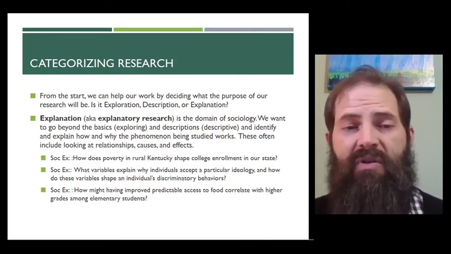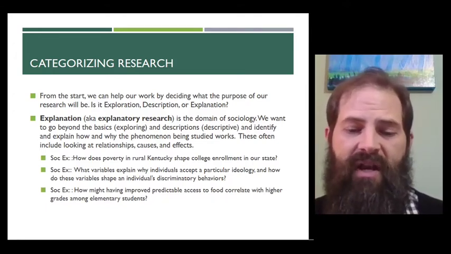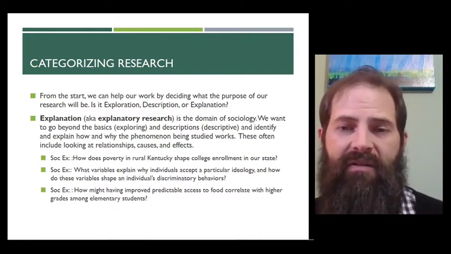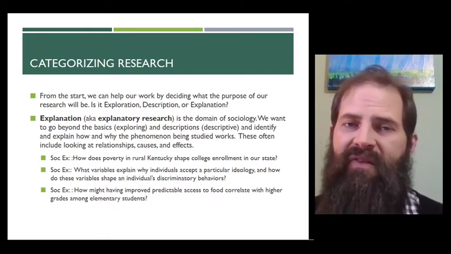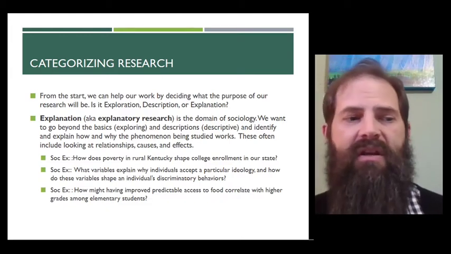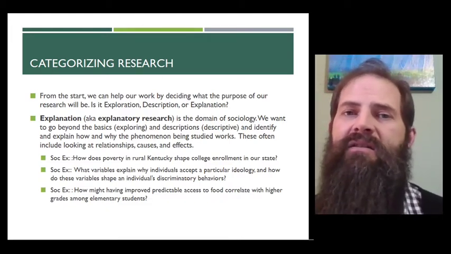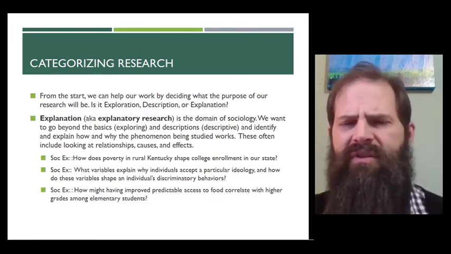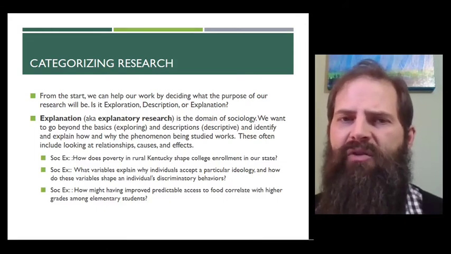So this is a good example of explanatory relationships, how one thing explains another, and this is the domain of sociology. In fact, as you put together your questions, start thinking about what ideas are related and what relationship you're trying to explain in your questions.